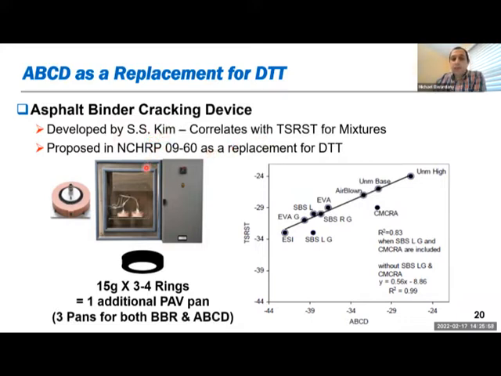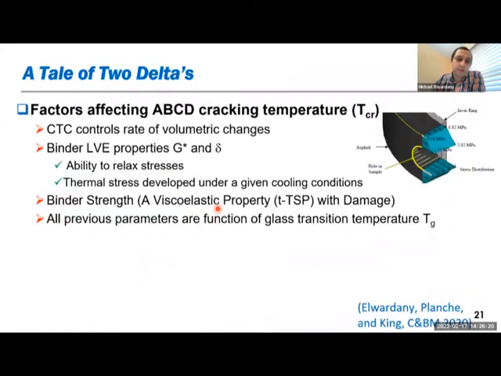The difference here is that it was developed to replace BBR and to come up with the PG grading from this test. However, we think that this test is a failure test. It should be used to replace the direct tension test that was originally proposed in SHRP time. That's the whole idea, the approach that we decided to take in the 960 project.